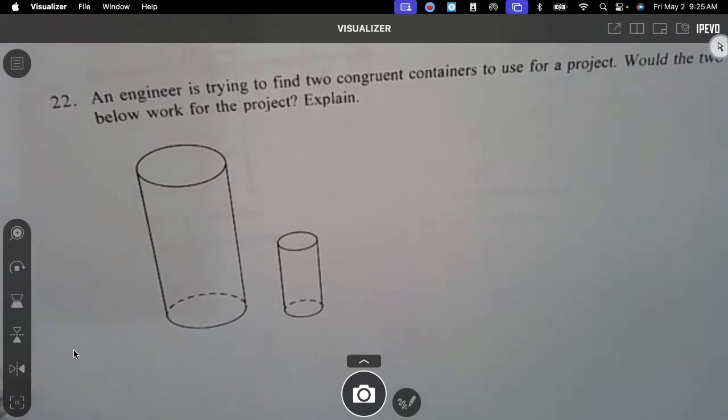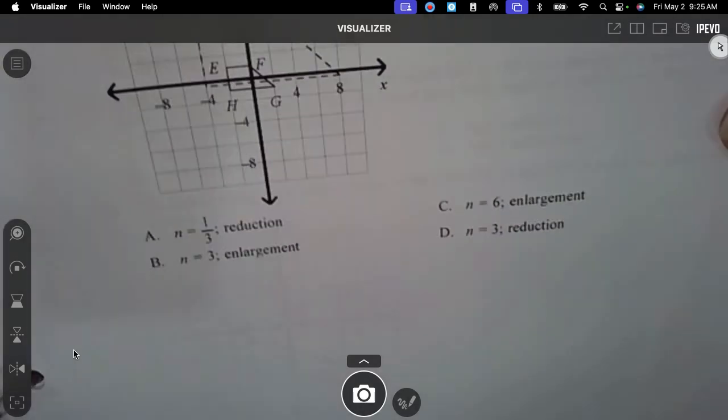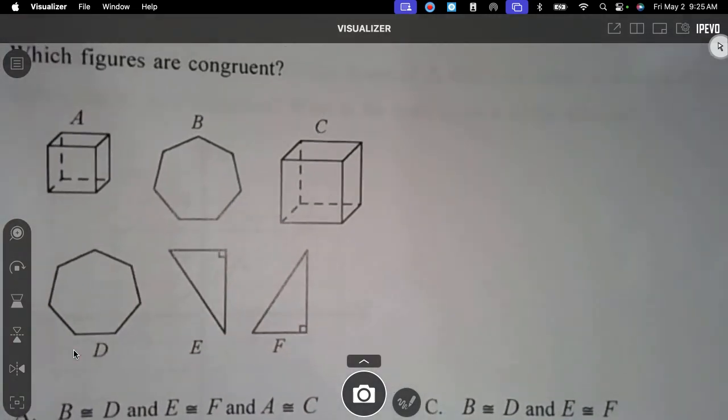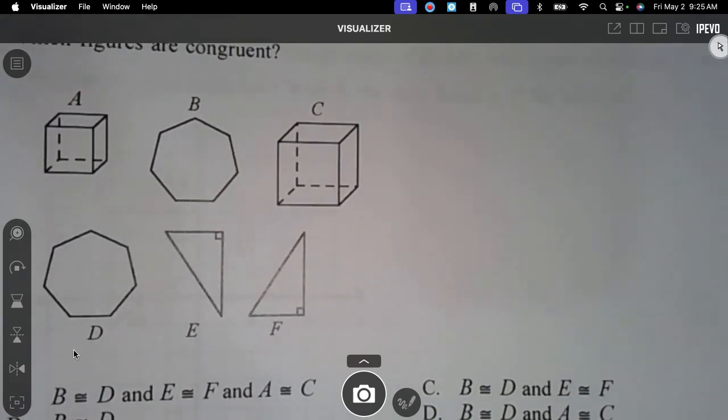Okay? That would be like saying I can take a tractor tire and put it on my car just because they're a tire. Okay? Would not work. So those are not congruent. Are we good with this? So that means they wouldn't work? Yeah, so no, it wouldn't work because congruent means same shape, same size.